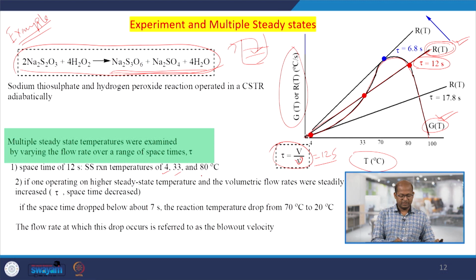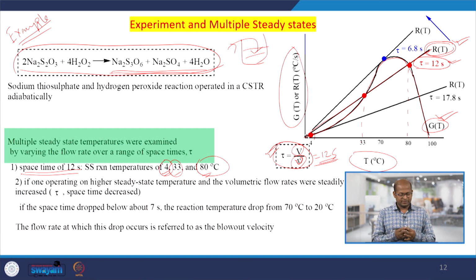So, these are the steady state temperatures we can see for this particular reaction. When space time is 12 seconds, how can we fix it? The volume is constant, and the volumetric flow rate we can change. So by changing the volumetric flow rate, we can fix 12 seconds as the space time. At this particular time, these are the steady state temperatures you can see: 4, 33 and 80 degree centigrade, the steady state temperatures under these conditions.